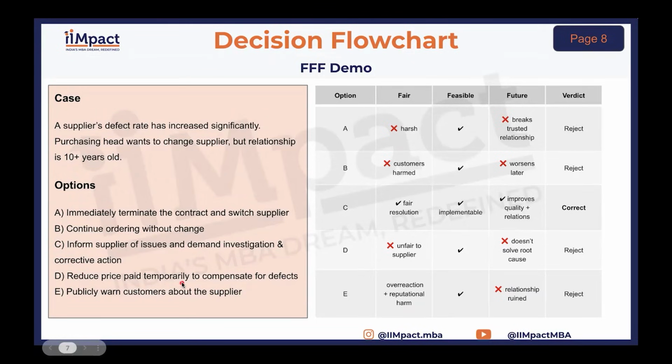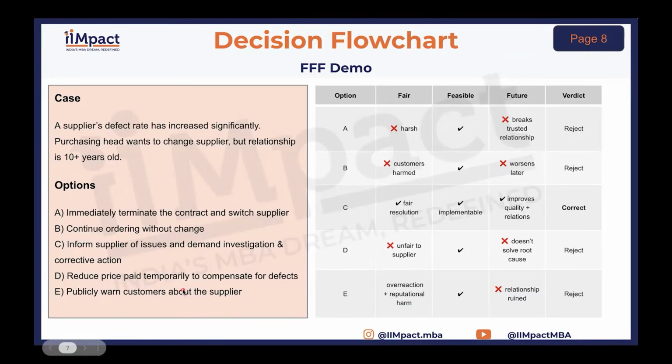Reduce price paid temporarily to compensate for defects. First of all, is this going to be fair to the supplier? Not really. Why? Because you have at this point not really informed them that this is something that is happening. You have not informed them, you have not given them an opportunity to improve. This is a confusing option because it sort of advocates penalizing the supplier for not meeting the standards, and that does feel something that is right. However, the way it is getting manifested here, it is wrong.